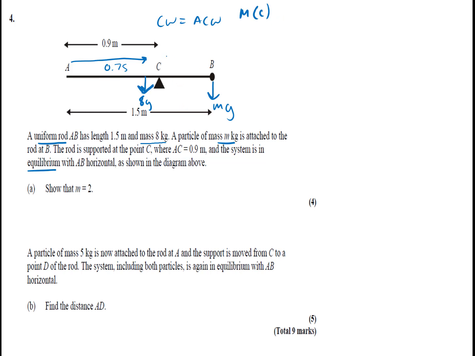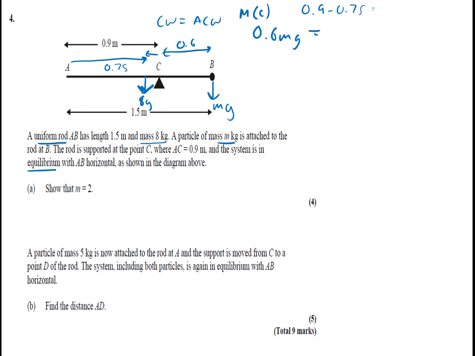So that's 1.5 and that's 0.9. That's 0.6. Let's do the clockwise. So we're going to get 0.6 mg equals, what's this bit here? That's going to be 0.9 minus 0.75.